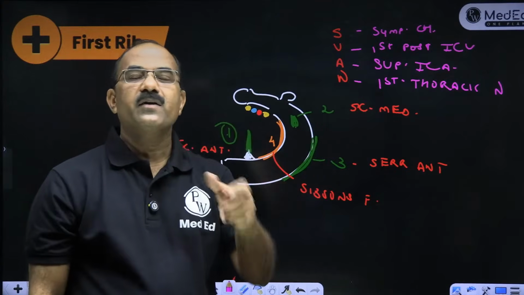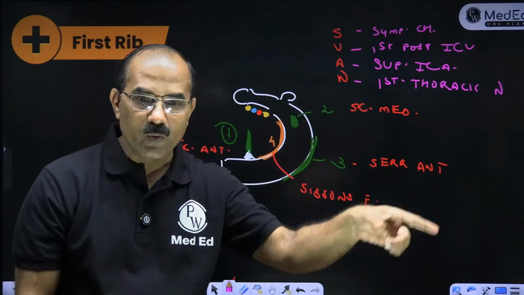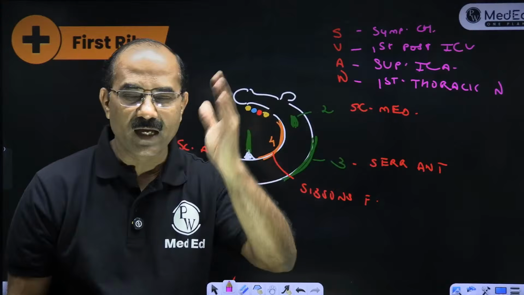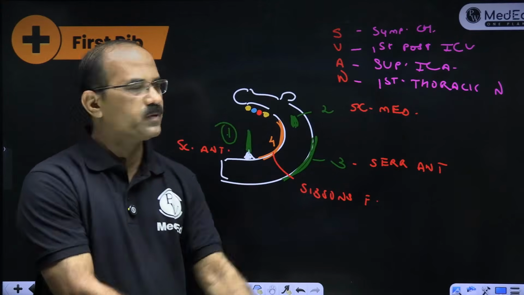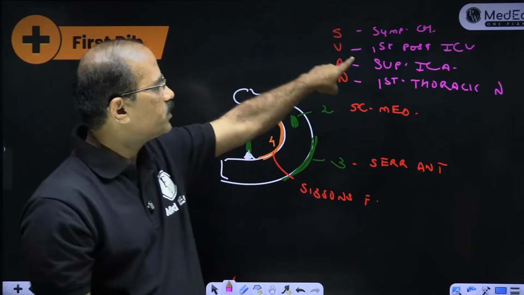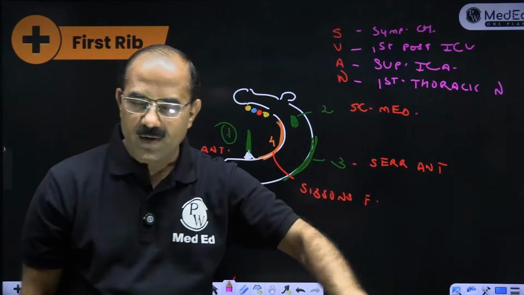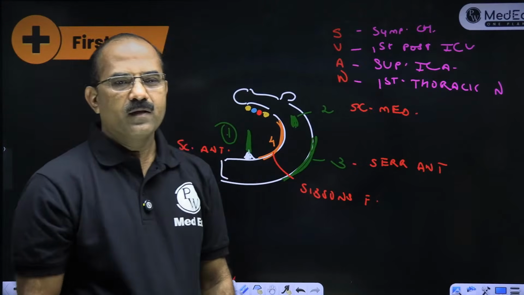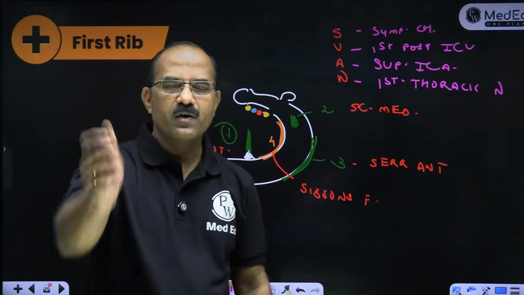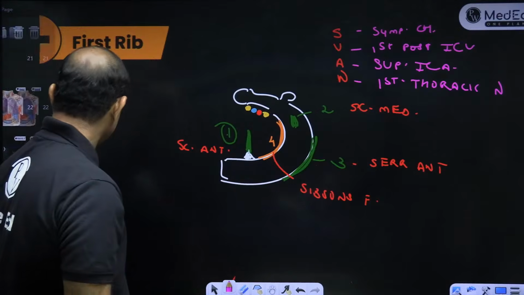We saw this when we discussed the relations of the ala of the sacrum, SLIO. Do you remember? So this is SVAN: sympathetic chain, first posterior intercostal vein, superior intercostal artery, and first thoracic nerve. This becomes the relations of the neck of the first rib. So this is about the first rib. Remember, this is very important.